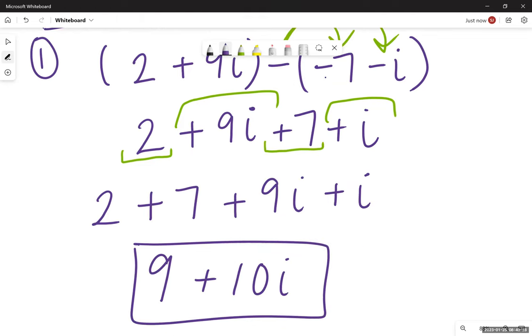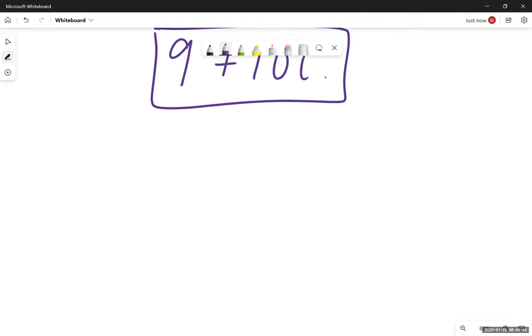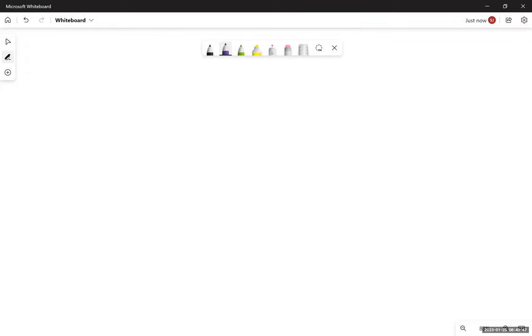And then all we did right here is rearrange them. I found the ones that didn't have variables and I wrote them next to themselves, and then the ones that do, and then add them up. And so 9 plus 10i is your final answer. So this is something that's really important because there's always a handful of them on the exams.